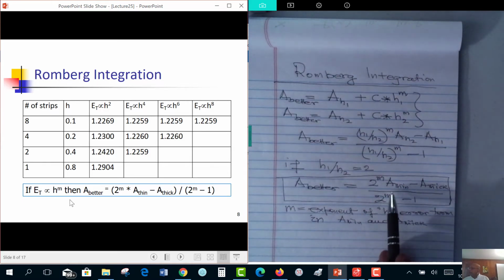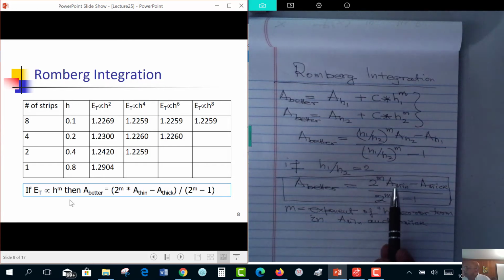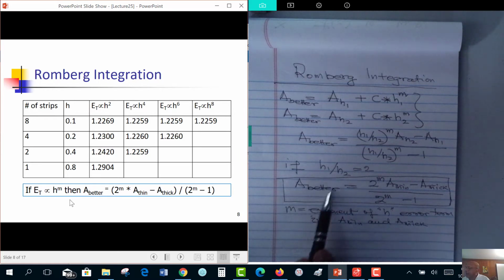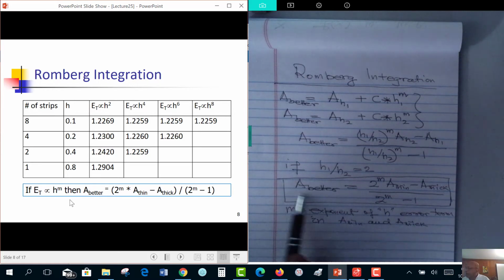So we had the trapezoidal rule. When we use A thin and A thick, m was equal to 2. So now with Richardson extrapolation, we got an h to the power 4 estimate. What we can do is use m equal to 4 here, and we'll get a still better value. That still better value would have an error proportional to h to the power 6.